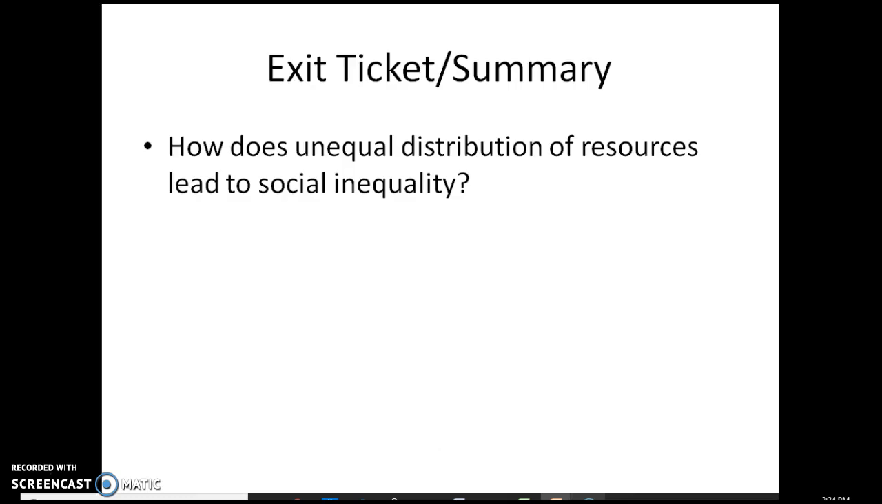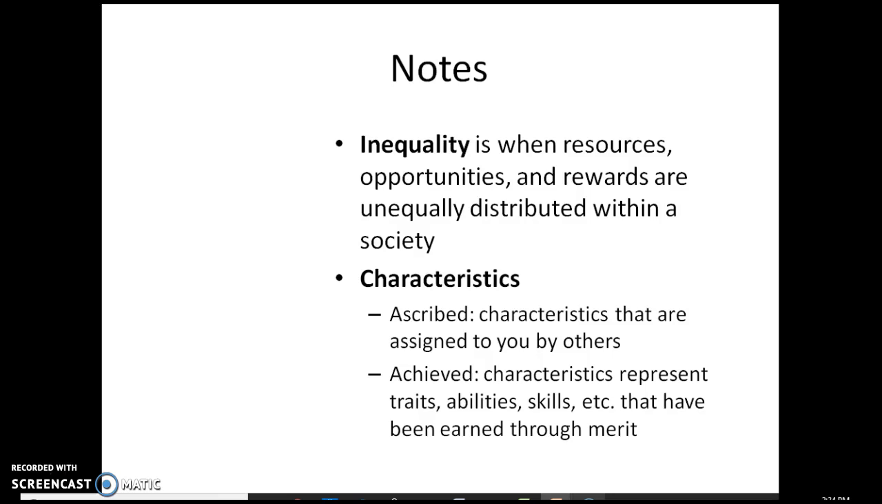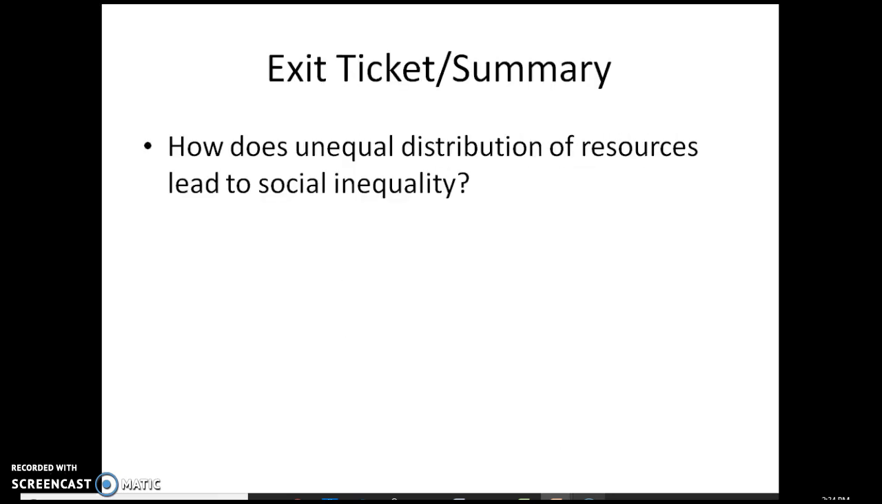Once you are finished, you should have taken the exit ticket from my classroom. If not, you can go ahead and just write this in your notebook. I do need to check this for your credit for today. How does unequal distribution of resources lead to social inequality? What you are going to go ahead and do is go back to your notes to get a better idea of what that answer would be before answering the exit ticket or summary.